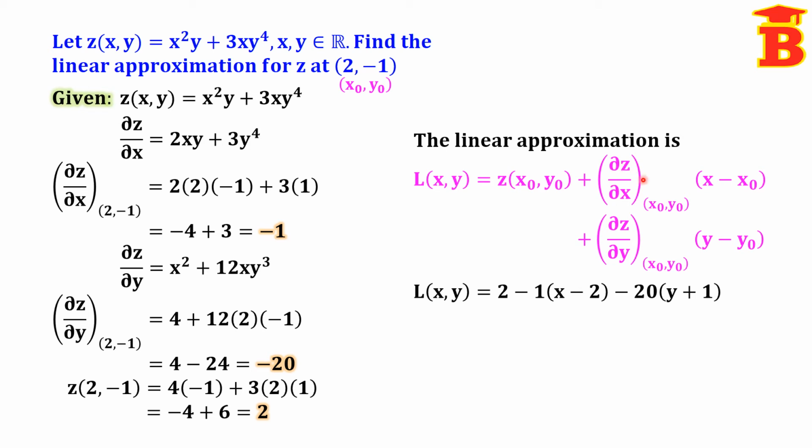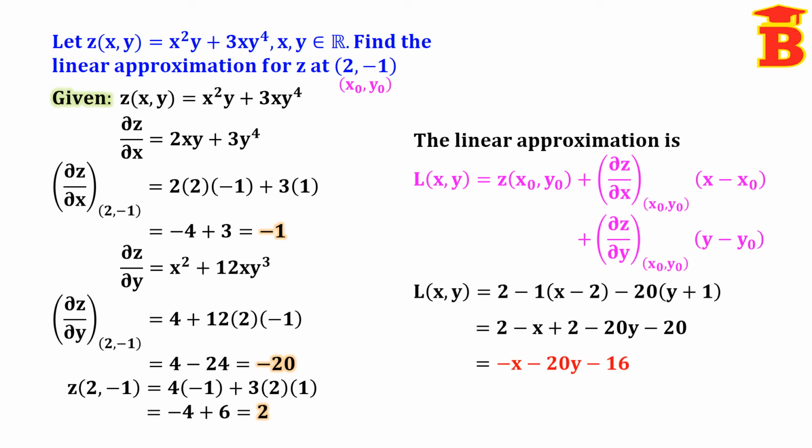plus dou z by dou x at the point is minus 1 into x minus x naught is 2, plus dou z by dou y at the point is minus 20 into y minus y naught is minus 1. So minus of minus plus 1. This is equal to 2 minus x minus into minus plus 2 minus 20y minus 20.